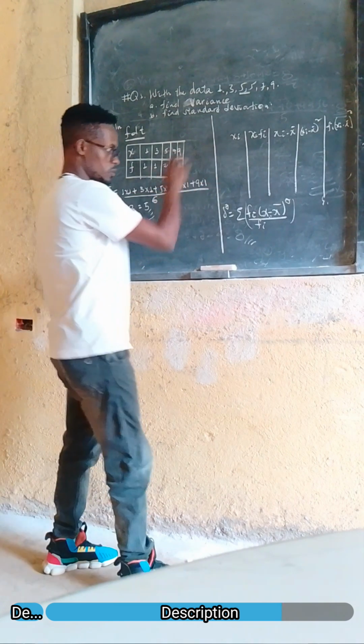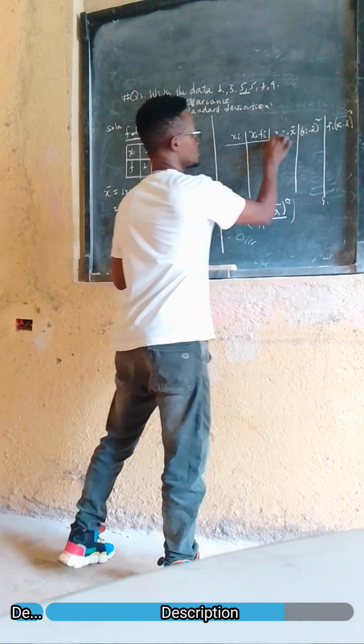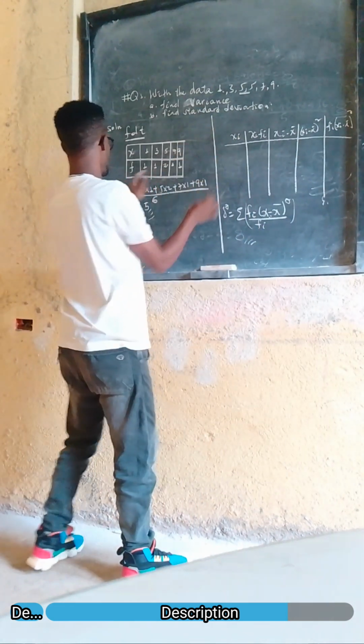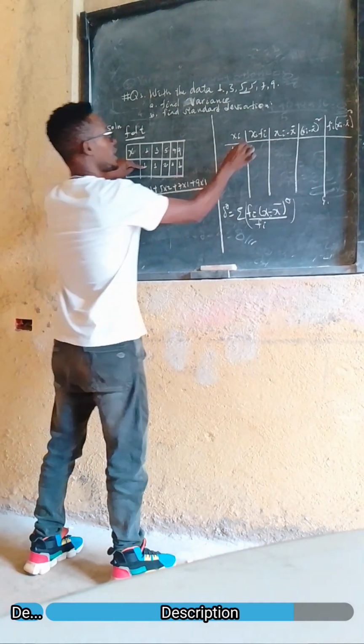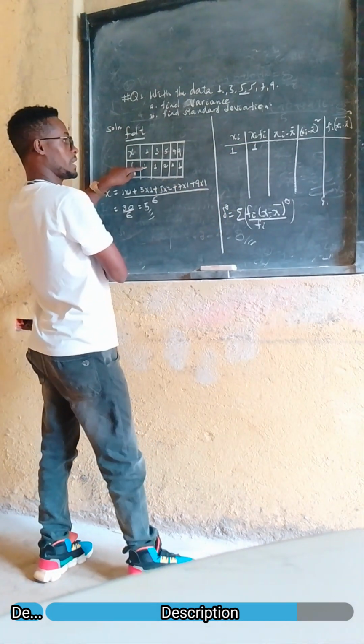Now, let's come to this one. This is our data. What's the data? 1. Then what's xi times fi? It will be 1. Okay?